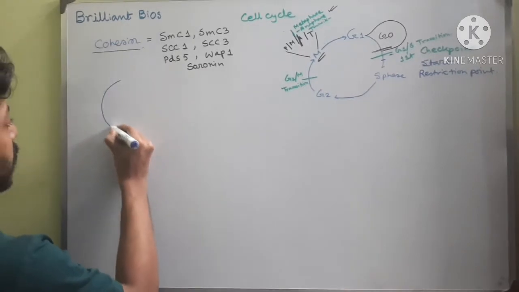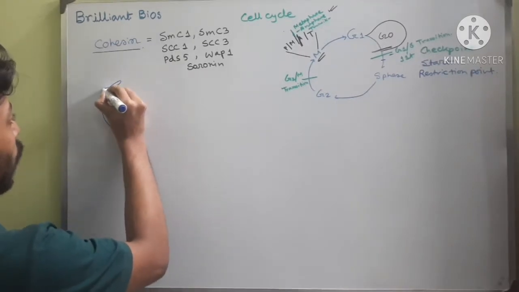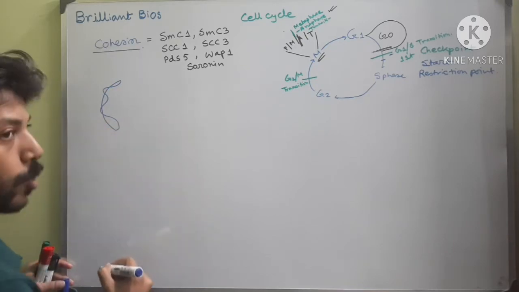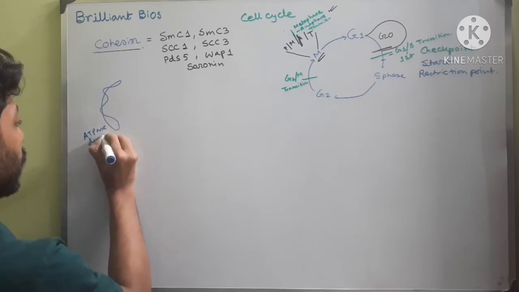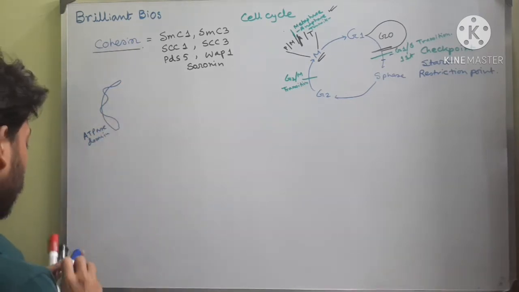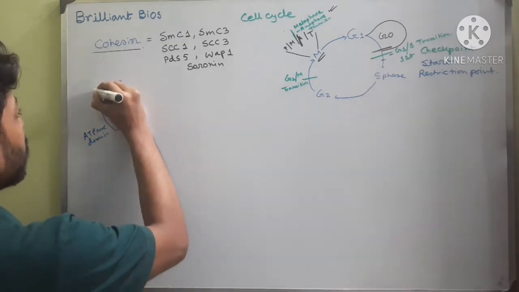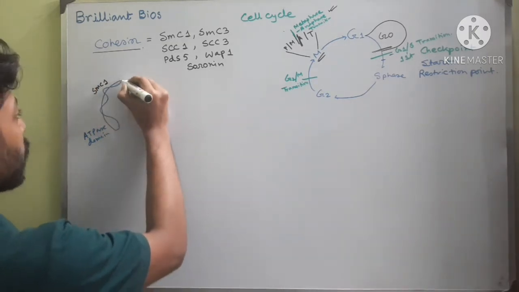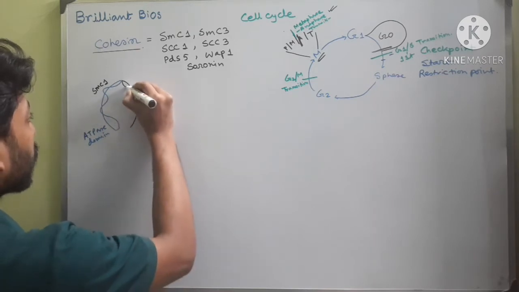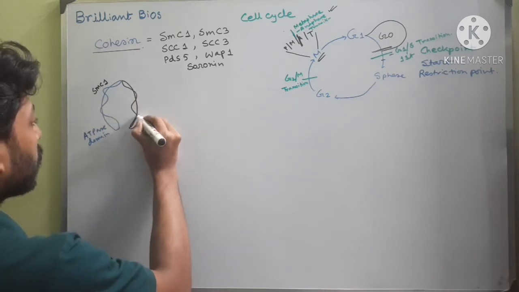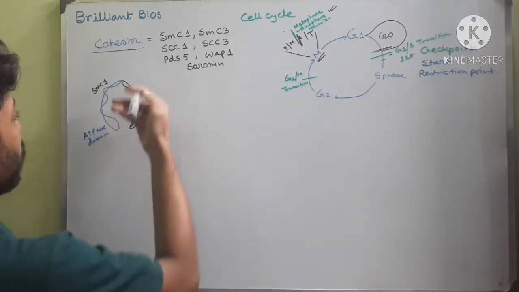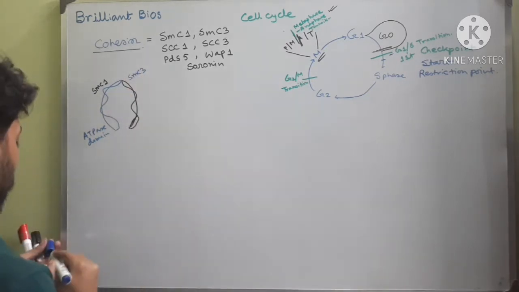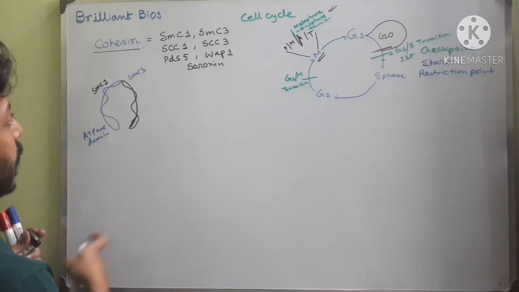Let me draw a cohesin molecule. If this is the SMC protein, then it is actually a coil structure and has an ATPase domain, a globular ATPase domain. This is the ATPase domain. It is globular in structure. Let's suppose this is SMC1, and here the other subunit, with another ATPase domain, we name it SMC3.